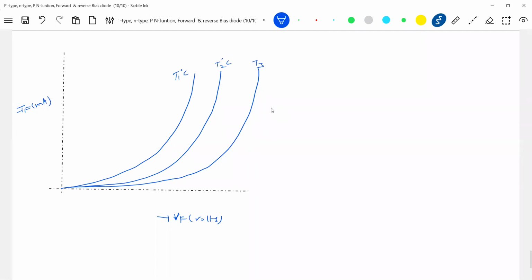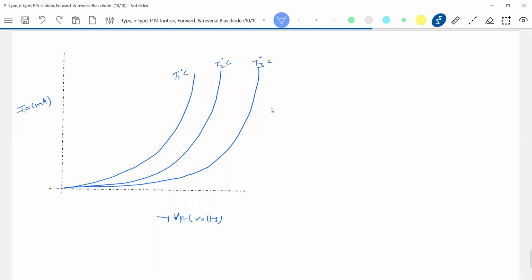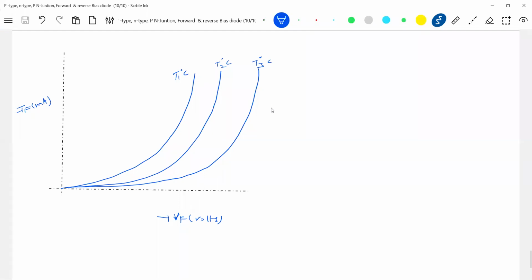Anything you can put, no problem. Can you say T1, T2, T3? I just put like this, T1 greater than. Any reason can we put it here? At the increased temperature.